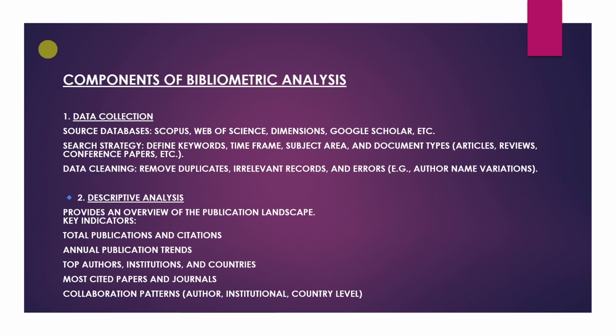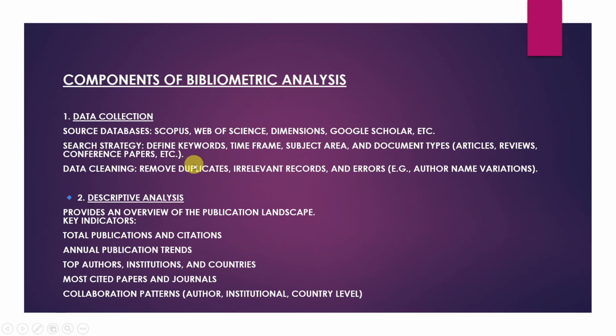So these are the main components of bibliometric analysis, which are divided in points. The first one is data collection. In bibliometric analysis, first you have to collect the data from different sources and databases, like Scopus, Web of Science, Dimensions AI, and Google Scholar, etc.